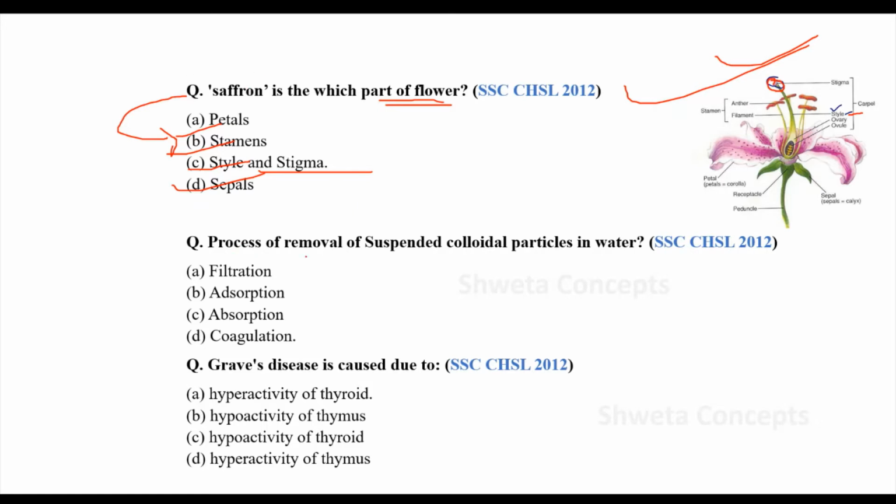Now next question is, process of removal of suspended colloidal particles in water. What is that process? Is it filtration, absorption, coagulation? Correct answer is coagulation. Graves' disease is caused due to, what is the main reason? Option A, hyperactivity of thyroid, hypoactivity of thymus, hypoactivity of thyroid, or hyperactivity of thymus. The correct answer is option A, hyperactivity of thyroid. So it is related to the thyroid gland, right? Hyperactivity of the thyroid gland is generally the reason for Graves' disease.